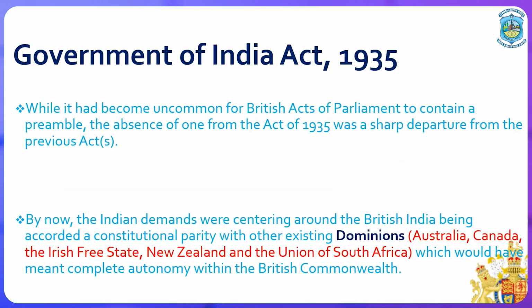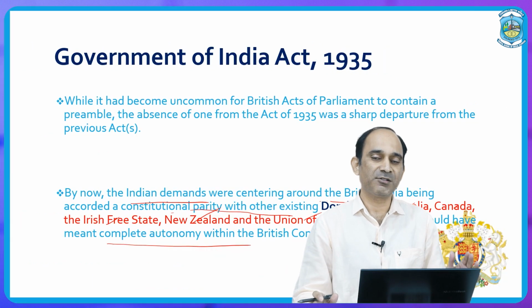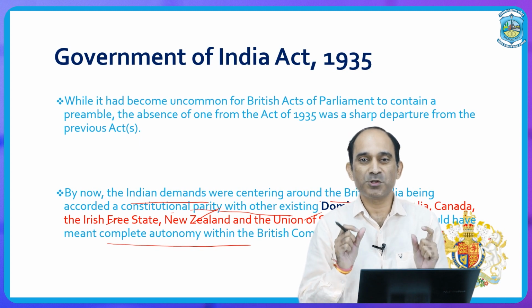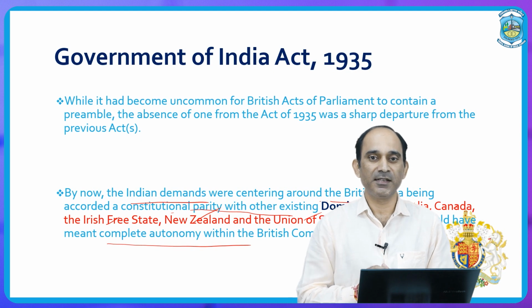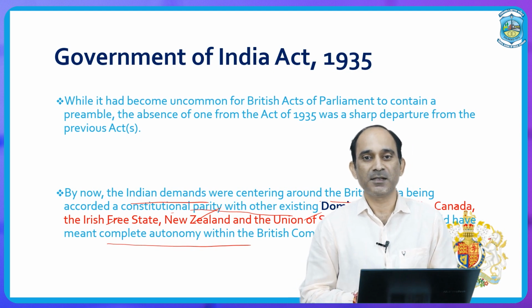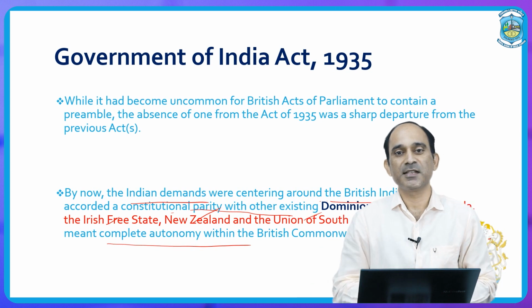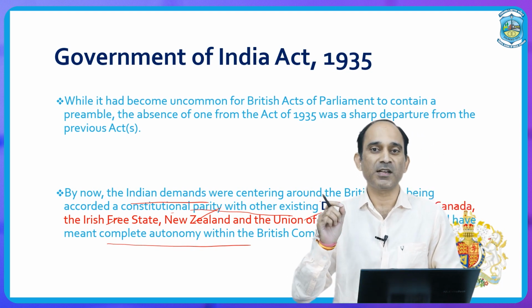During this period, Indian demands were revolving around British India being accorded constitutional parity with the other existing dominions, for example Australia, Canada, the Irish Free State, New Zealand and the Union of South Africa, which would have meant complete autonomy in the British Commonwealth. If you remember, in the last century, Indians were demanding constitutional reforms. Now they are demanding dominion status, and we will see in the coming acts that Indians will start demanding total independence.